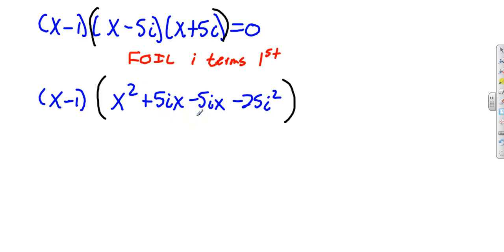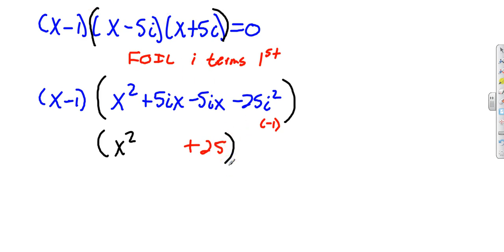Here's the good thing about doing the imaginary numbers part first. The plus and minus cancel each other out. That's going to leave you with x squared. And again, because you have i squared, take out the i squared and replace it with negative 1. So this becomes basically x squared plus 25.